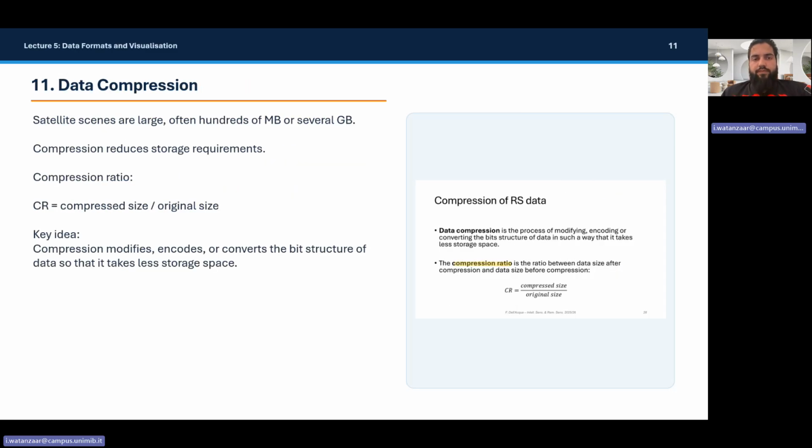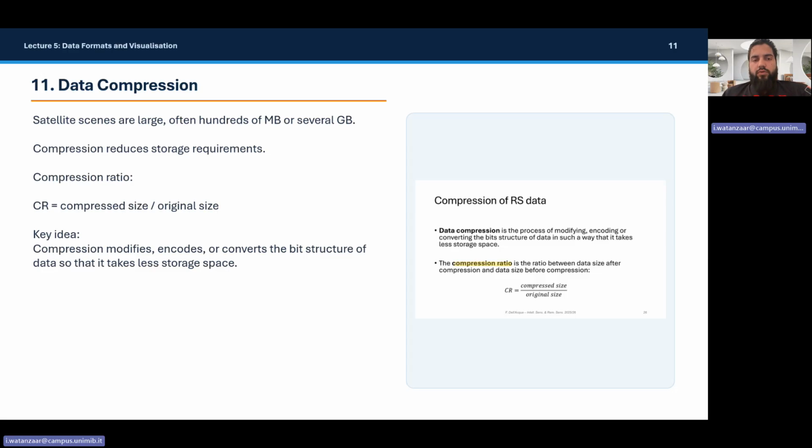Now, data compression. Satellite images are large, often hundreds of MB or several GB. So the data sensed by the satellites is really huge, in the hundreds of MBs or several gigabytes or even terabytes. Compression reduces storage requirements. That's why data compression is really important in remote sensing, to save on data storage. Compression reducing the storage requirement is one of the important aspects of the hardware.